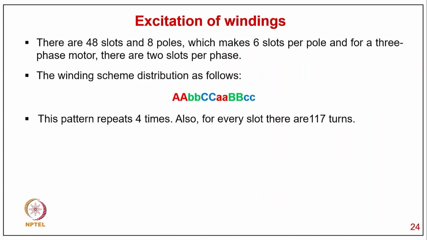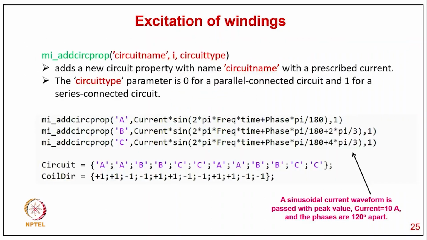So coming to excitation of winding, there are 48 slots and 8 poles, which makes 6 slots per pole for the 3-phase motor, and there are 2 slots per pole per phase. And the winding scheme distribution is as follows: capital A, small b, capital C, small a, capital B, and small c. Capital A is for upper conductor, upper coil side, and small letters are for return coil side. The pattern repeats 4 times. Also, for every slot there are 117 turns.